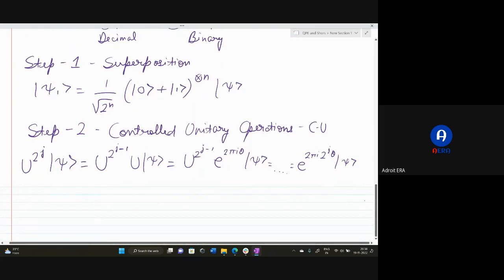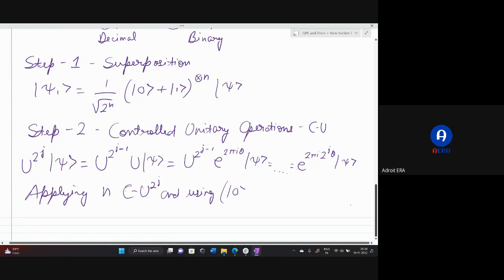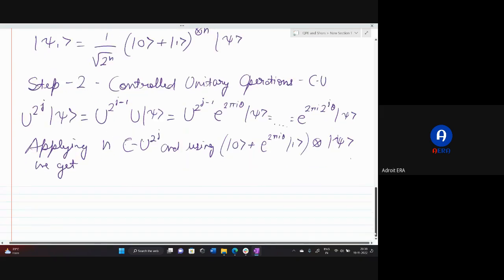Now once we achieve this, we are going to apply this operation into our superposition state. Applying n times CU 2 to the j operation, and also using this identity, ket 0 plus e to the 2 pi i theta times ket 1, tensored ket psi, we get, now we are going to get the ket psi 2.